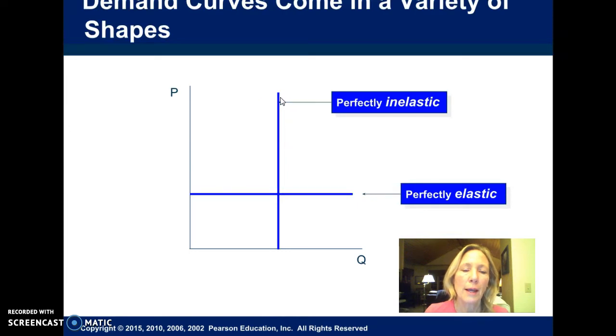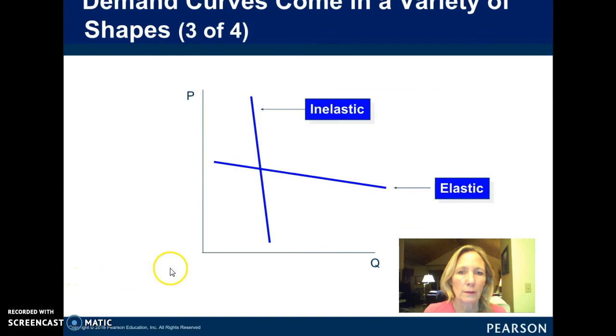So the quantity, it doesn't matter what the price is, the quantity demanded remains the same. Perfectly elastic is the opposite. Okay. So now they're looking at two demand curves. And these are really interesting. I'm going to show you.